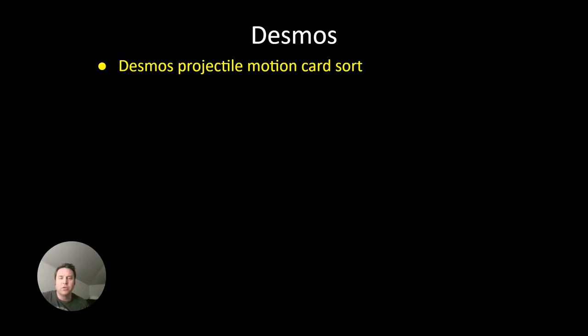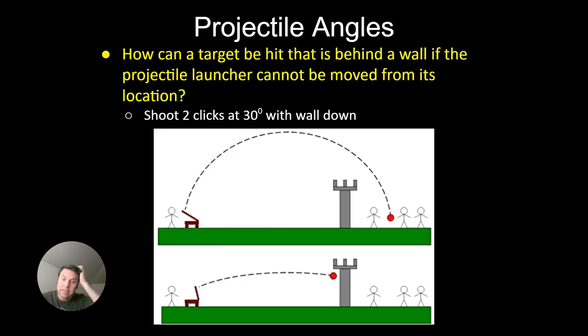All right, Desmos projectile motion card sort. That one just goes over what we just covered. It relates forward motion to drop motion, and I'm going to let you play with that because I don't want to give that away. I need to fix all these Desmos things.